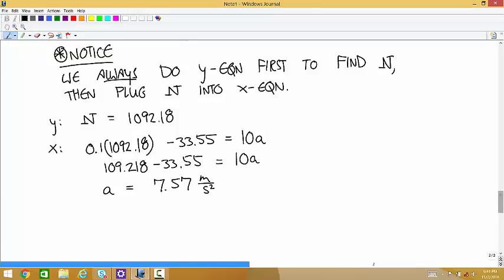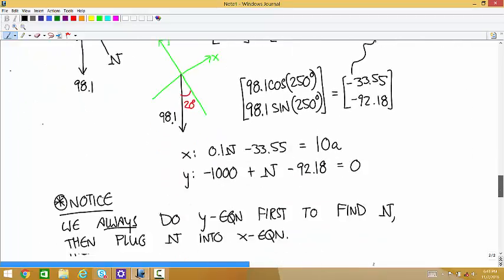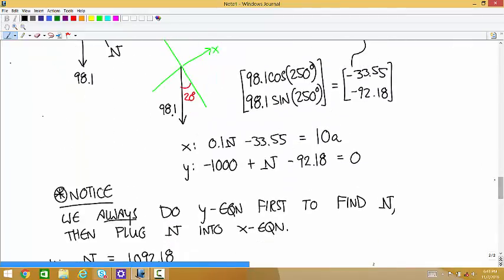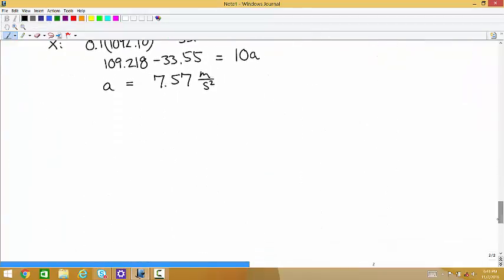And at the beginning, I asked for an acceleration vector. Okay, so now we're going to take that value for a and plug it into this acceleration vector. So the acceleration vector is 7.57 meters per second squared, 0.